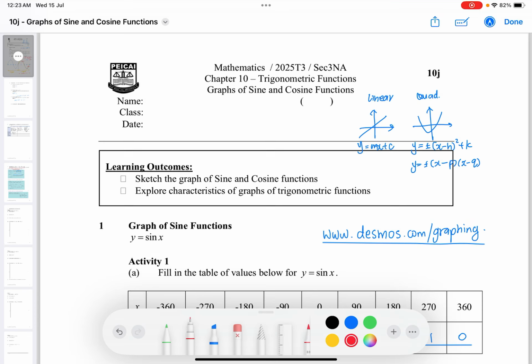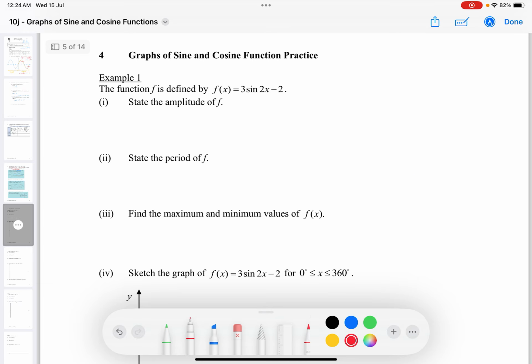Hi everyone, we'll now continue with the second part of worksheet 10J, graphs of sine function. I'll be going through a few examples on how you can sketch the sine function, and then I'll leave you all to try the rest on your own. Alright, so first let's go into example 1.